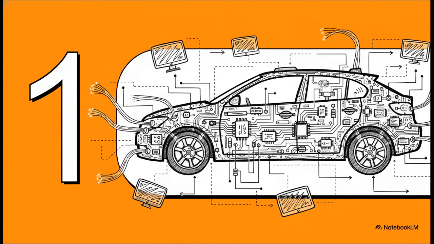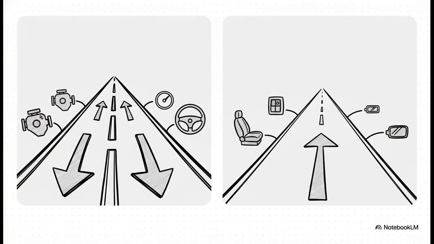Okay, Pillar 1, mastering the vehicle's network. The first big mental shift you have to make is this. Stop seeing a car as just a bunch of mechanical parts with wires attached. That's old school thinking. A modern car is literally a rolling computer network on wheels. And you'll mainly run into 2 types of these networks.